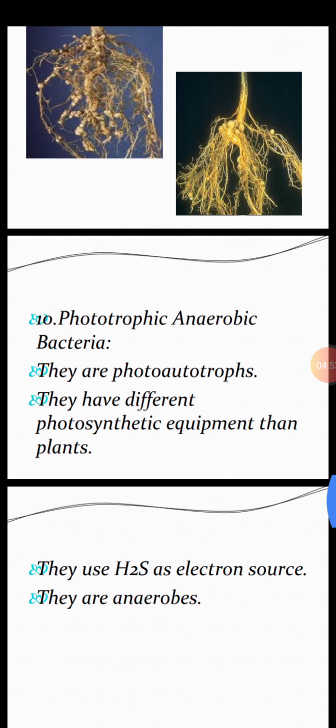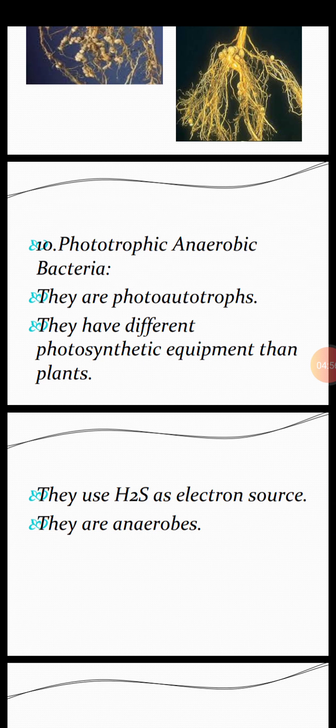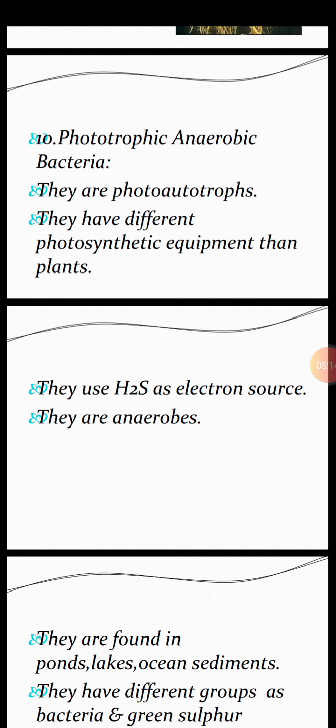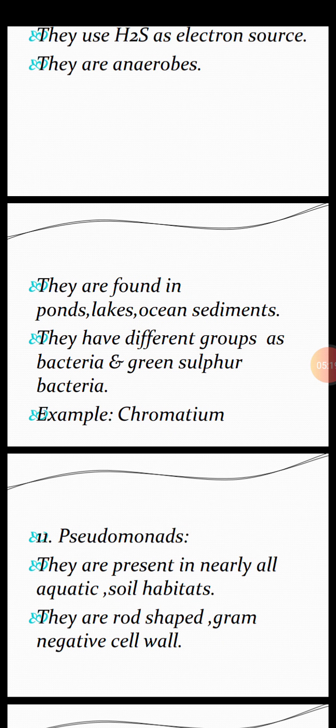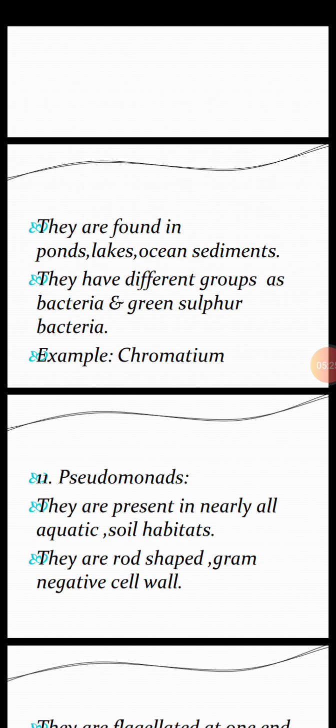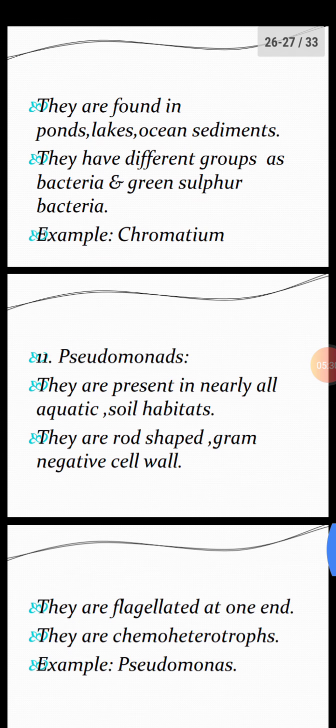Next are phototrophic anaerobic bacteria. They are photoautotrophs, that is, in the presence of light they can make their food. They have different photosynthetic equipment as compared to plants, that is, different photosynthetic structures. They use hydrogen sulfide as an electron source. They are anaerobes, living in the absence of oxygen. They are found in ponds, lakes, oceans, and sediments. They have different groups like purple bacteria and green sulfur bacteria. Example is Chromatium.